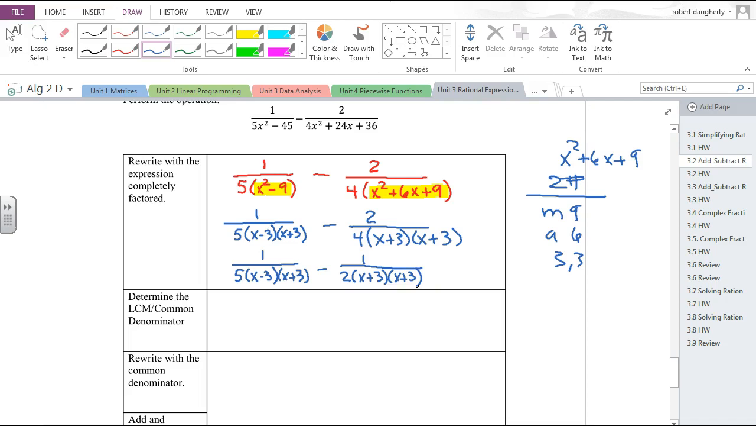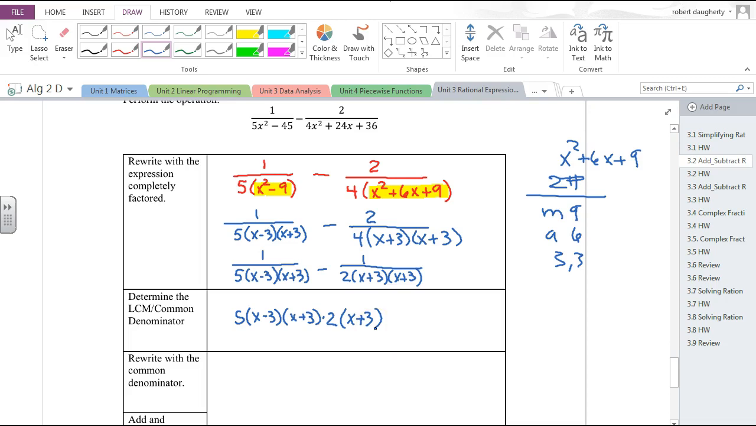Okay. Now I need to determine what the least common multiple, what the common denominator is. This tells me my common denominator needs to have what number in it? 5. Okay. It also needs to have an x minus 3. It needs to have an x plus 3. This tells me my denominator needs to have a what in it? A 2. It needs to have an x plus 3. Well, this is your lucky day. There already is an x plus 3 over here. It needs another x plus 3. So it needs 2 of them. So that is it. That is the common denominator.